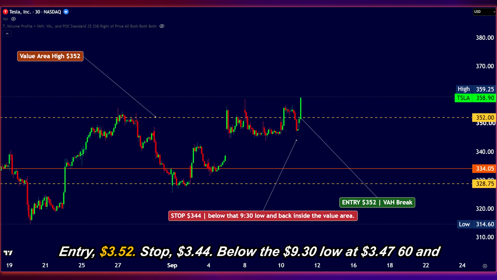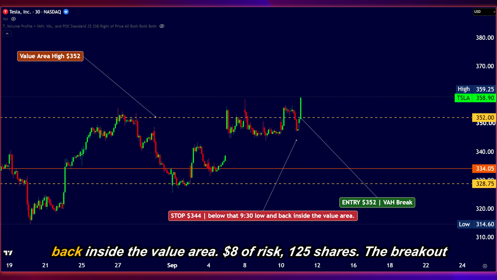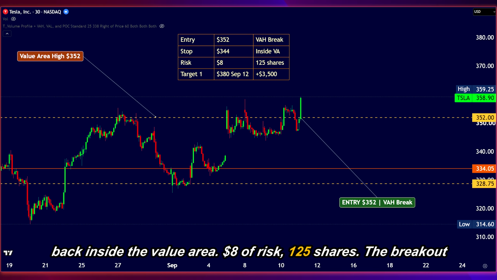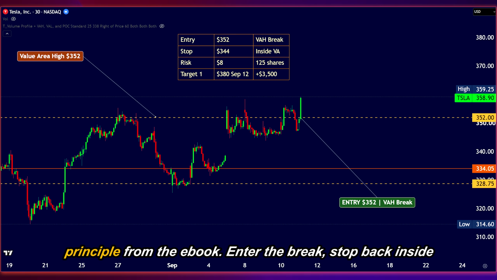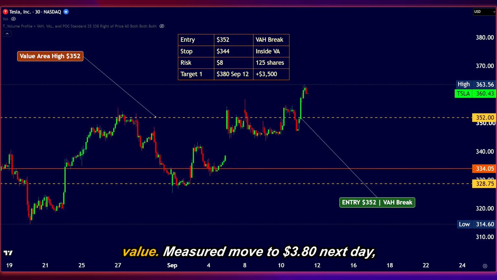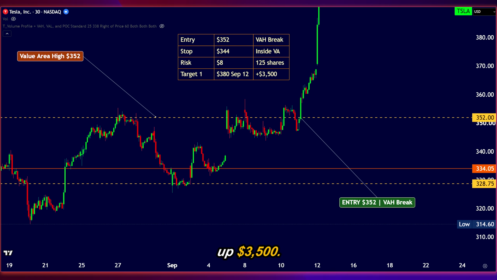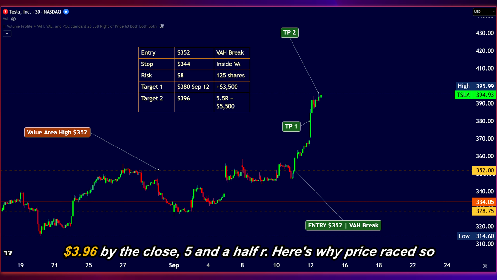Entry, 352. Stop, 344. Below the 930 low at 347.60 and back inside the value area. $8 of risk, 125 shares. The breakout principle from the ebook. Enter the break, stop back inside value. Measured move to 380, next day up $3,500. 396 by the close, 5.5 R.